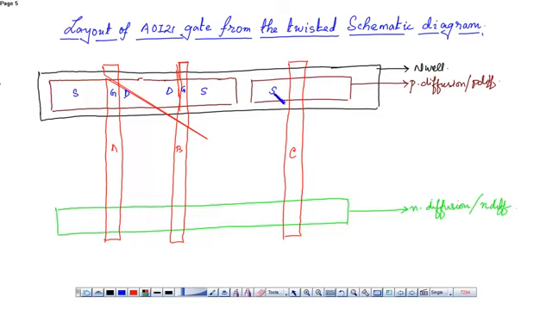This drain was connected to the source and drain. This is again the drain, drain, source, drain, source, source. These are the gates. Just compare this with the twisted schematic. Okay, now these two sources actually have a common drain. That's why we have placed them in a single P diffusion. Otherwise we would have taken different diffusion layers.